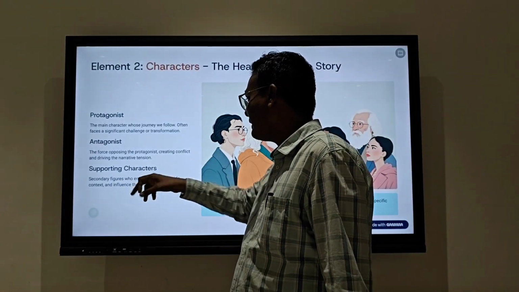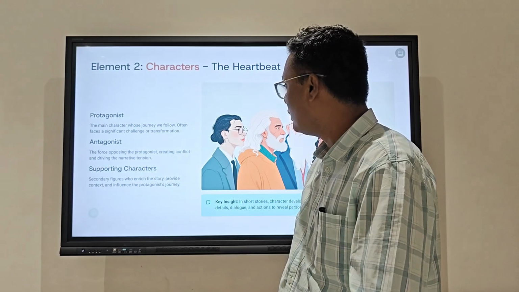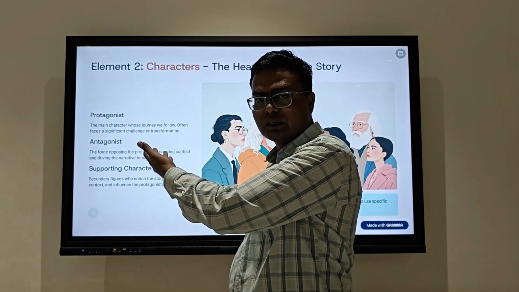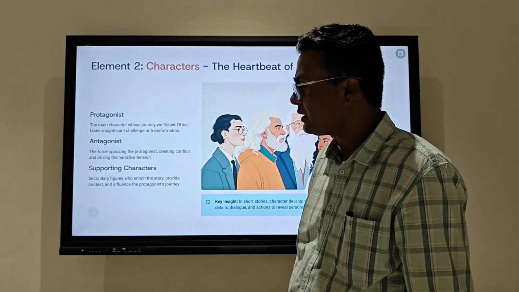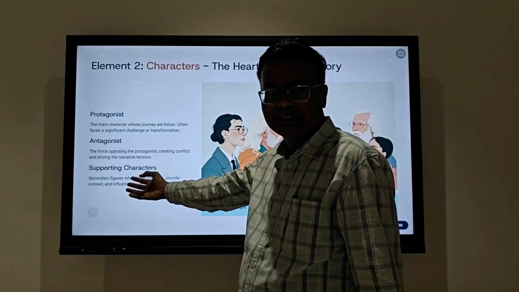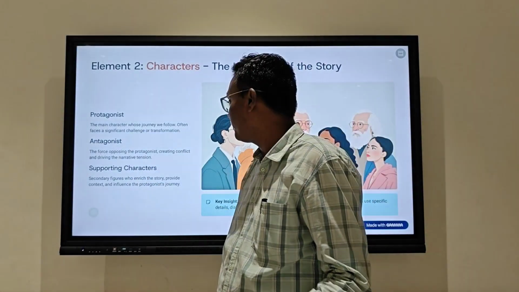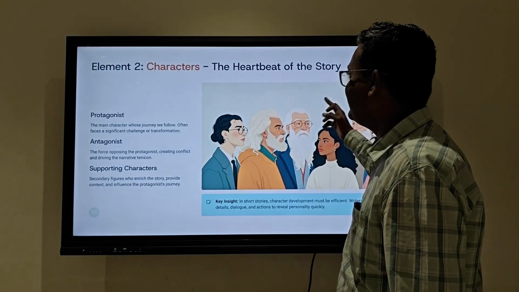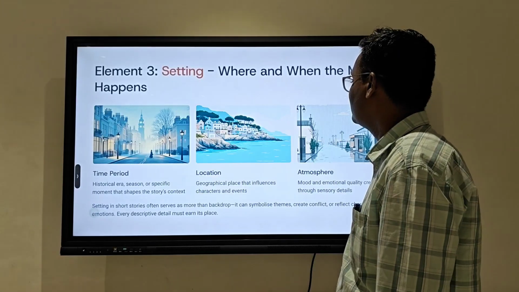So there are supporting characters. These supporting characters are also important because they play a very important role. Suppose there is a hero, a protagonist, and he is in love with his friend. So the friend of the protagonist can be a supporting character, or the friend of the female character can also be a supporting character. So these are some elements of character.